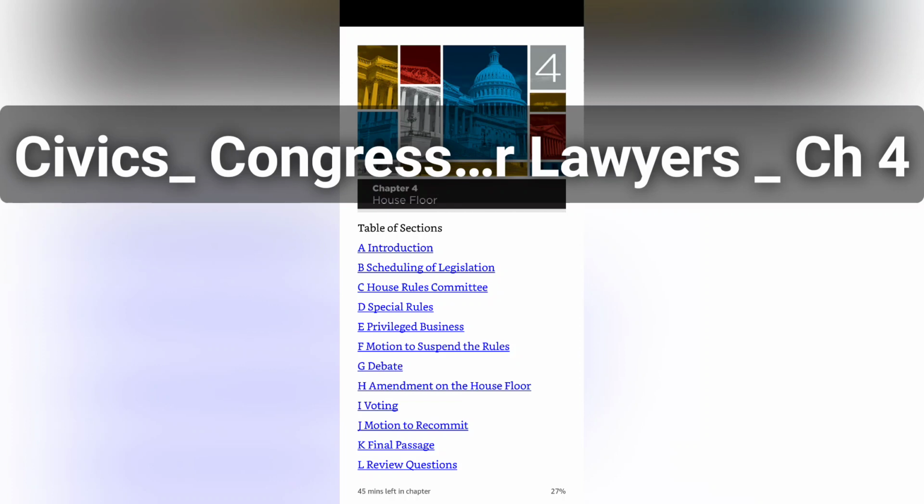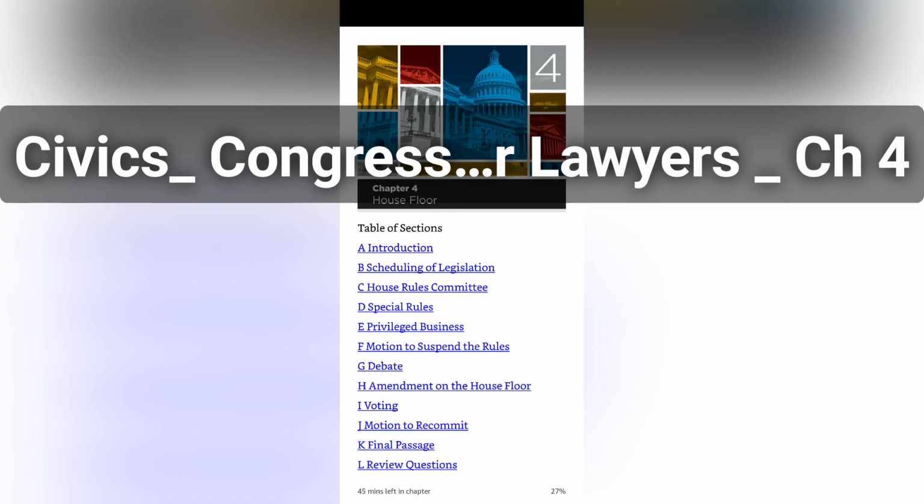Section D, Special Rules. In order to maintain tight control over the proceedings on the House floor during consideration of major legislation, the Speaker may request that a special rule be created by the House Rules Committee, which provides a structured process for the consideration, debate, and amendment of a specific piece of legislation. A special rule has that title because, for the purposes of the measure under consideration, the special rule supersedes the general rules of the House.